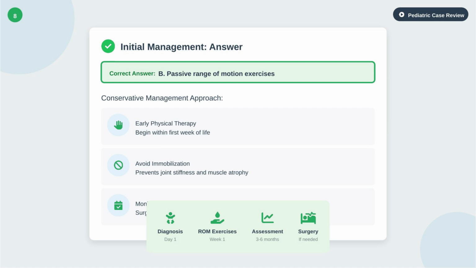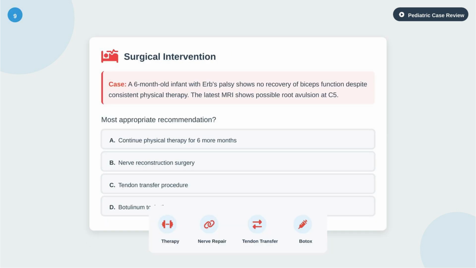Surgical interventions are reserved for cases without improvement by 3 to 6 months, and botulinum toxin has limited role in early management. A 6-month-old infant with Erb's palsy shows no recovery of biceps function despite consistent physical therapy. The latest MRI shows possible root avulsion at C5. What is the most appropriate recommendation at this time?